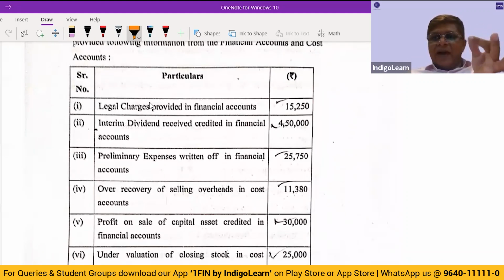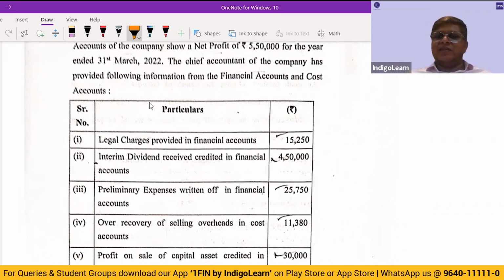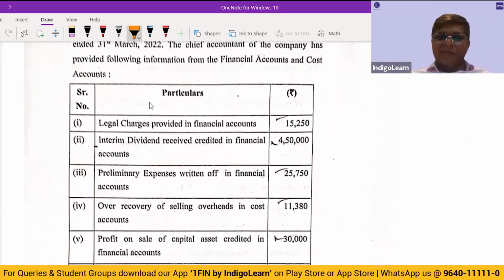You just have to add some items, delete or deduct some items. Only thing is you should know the treatment. If you know that, it is a quick 5-minute solution for 5 marks. Now, legal charges provided in financial accounts, it is there only in costing. So add back interim dividend credited in financial, deduct from the financial profit. Preliminary expenses written off in financial, add back.